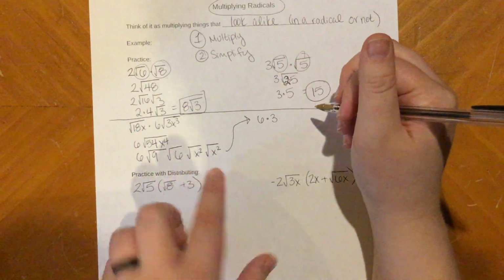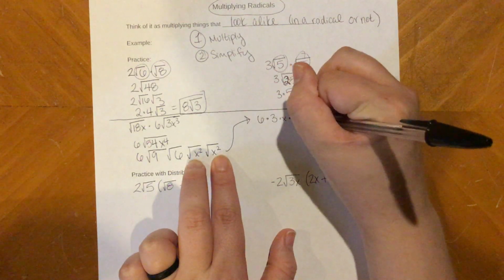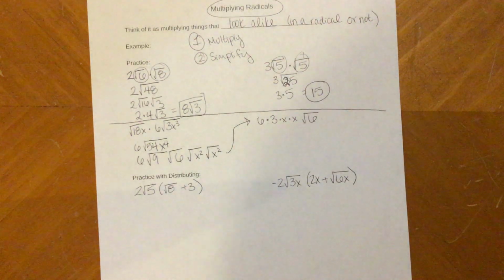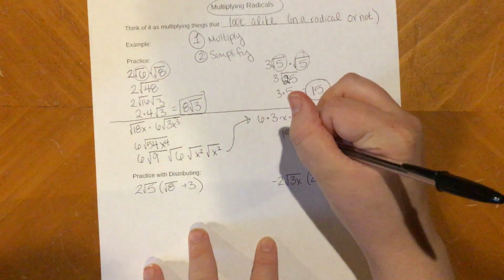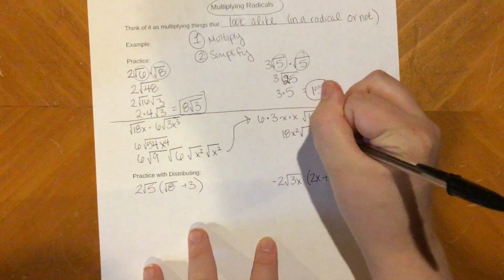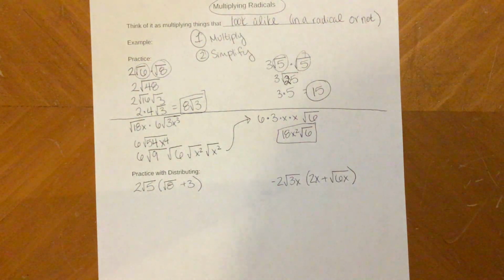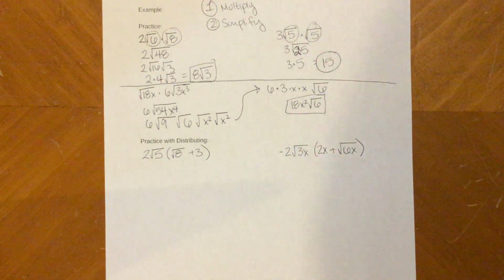Square root of 6 doesn't simplify, but these two are both going to become x. I'm going to put them on the outside, and then I still have my square root of 6 left over. So then if I multiply all of this back together, I get 18x squared times the square root of 6. Alright, let's try a couple with distributing.